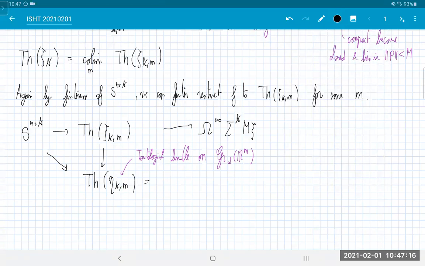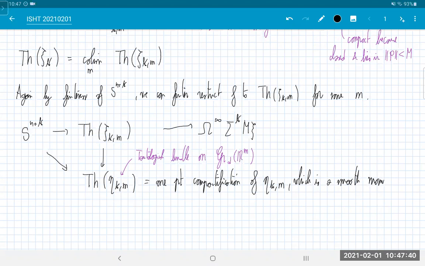Why do I want to consider this? Because this Thom space here is almost a smooth manifold. This is the one-point compactification of ξ_m, which is a smooth manifold. It's a vector bundle over the Grassmannian. And I guess you should check that the pre-images of the charts I gave you for the Grassmannian give you charts on this vector bundle, but it's easy.